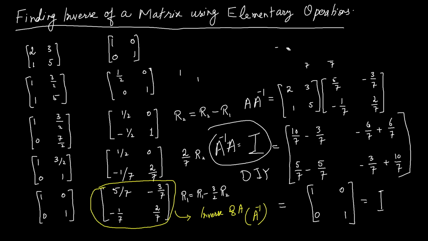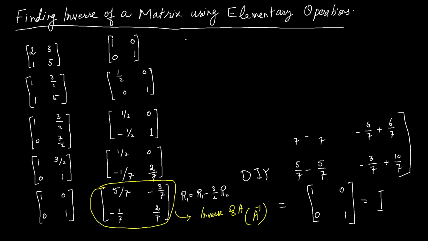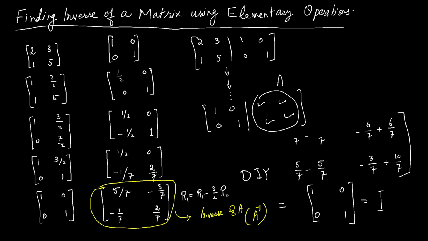A more compact method to find inverse is to write the original matrix and the identity matrix together with a bar in between them. Now perform elementary operations on this whole matrix so that the matrix on the left side becomes an identity matrix at the end. Whatever will remain at the end on the right side will be the inverse of the matrix.